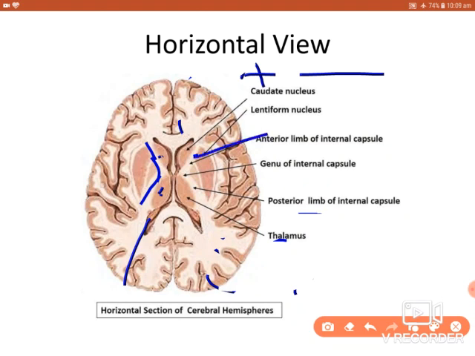Here you can see this is the anterior limb. This one is the genu. This is the posterior limb. This is the retrolentiform part. Then a part going behind the lentiform nucleus, that is the sublentiform part. So these are the parts.